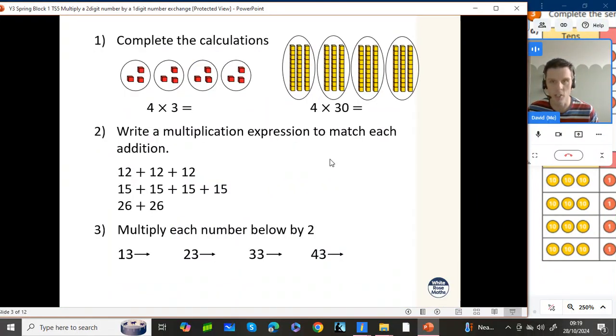So here's the warm-up question. Pause the video here to answer the questions and then we'll go through the answers when you're ready. So going through the answers. As you can see, we've got 4 lots of 3. So 4 times 3 is 12. And here we've got 4 lots of 30. But as you can see, there's 3 tens in each group. And the answer is 120, or 12 tens.